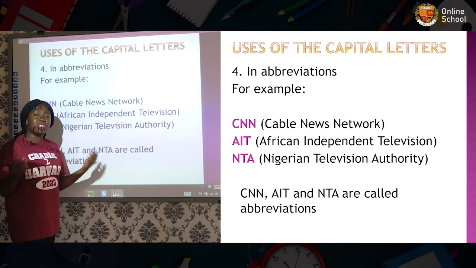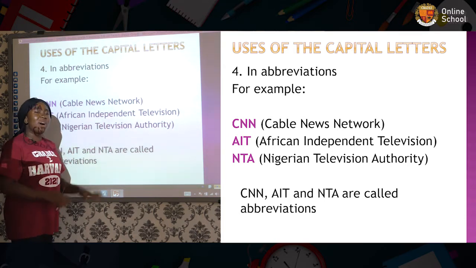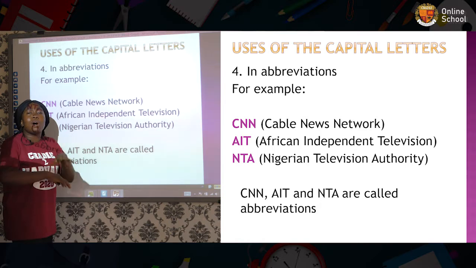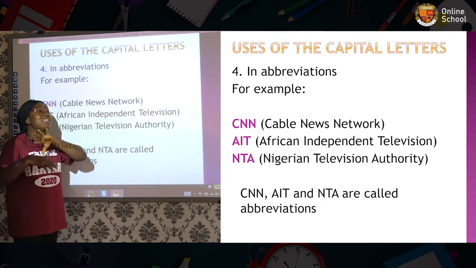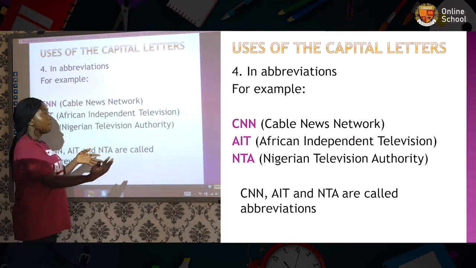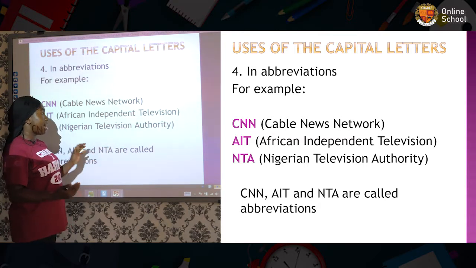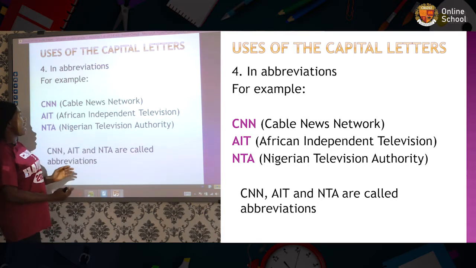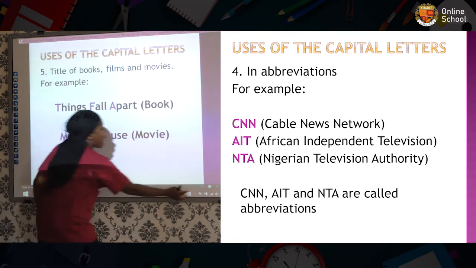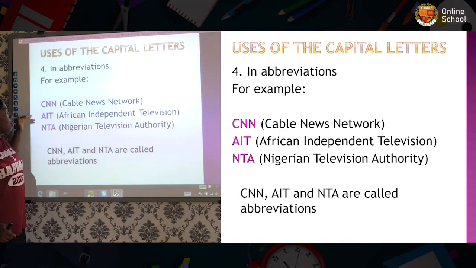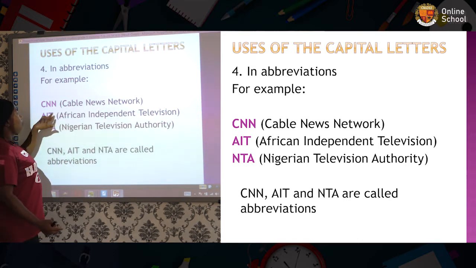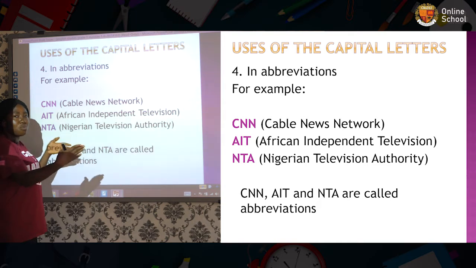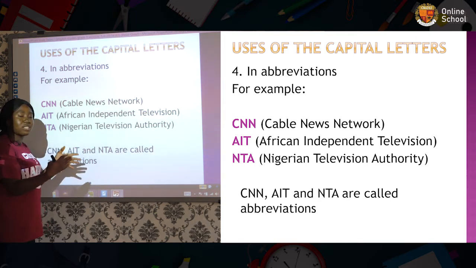We also write in capital letters when we come to abbreviations. I know abbreviation might sound like a big word, but it is quite simple. When we don't want to go about writing all the words, all the meaning, we just put it in short form. For example, I know a lot of you must have heard of AIT. We have CNN. Most of us, daddies and mommies, watch CNN at home. So we use capital letters to abbreviate words.